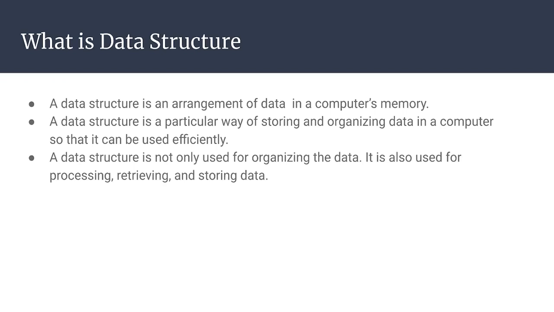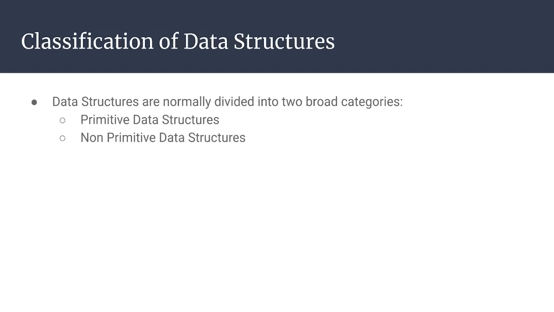The data structure is not only used for organizing the data, it is also used for processing, retrieving, and storing the data. So data structures are mainly classified into two broad categories: primitive data structures and non-primitive data structures. For primitive data structures, you might have heard of integer, boolean, character, float. These data types are actually primitive data structures. And non-primitive data structures are those which are different from primitive ones, which are created from primitive data structures and can be created on your own.